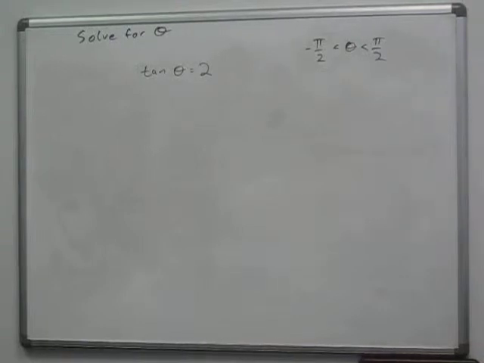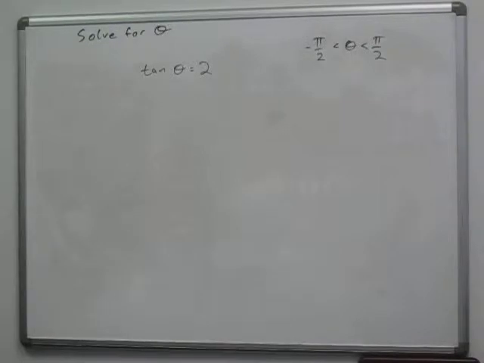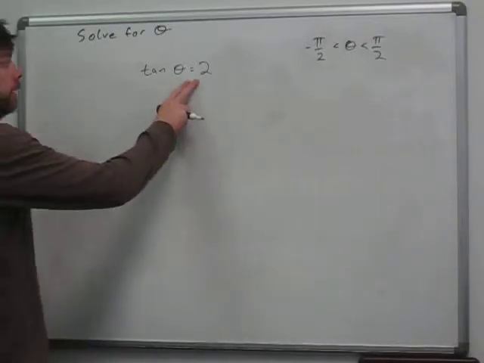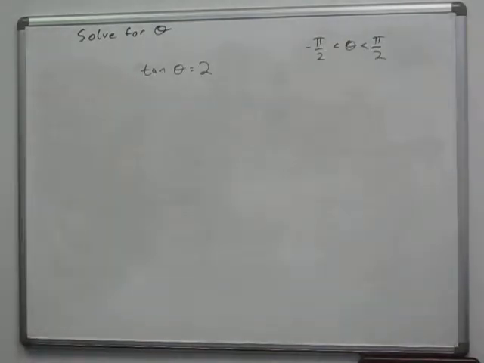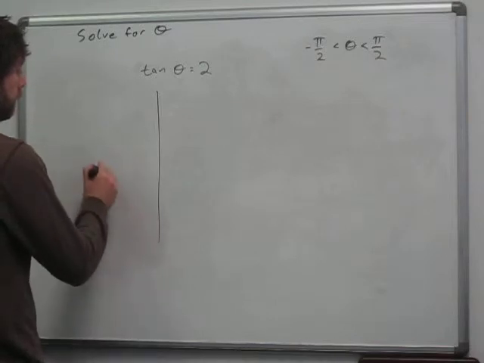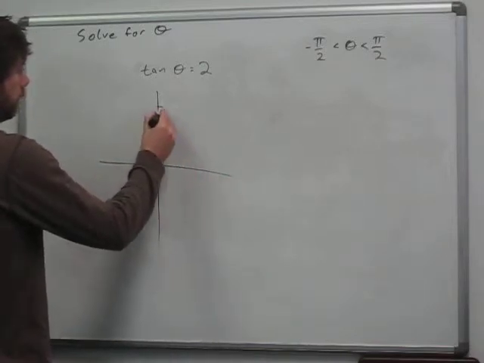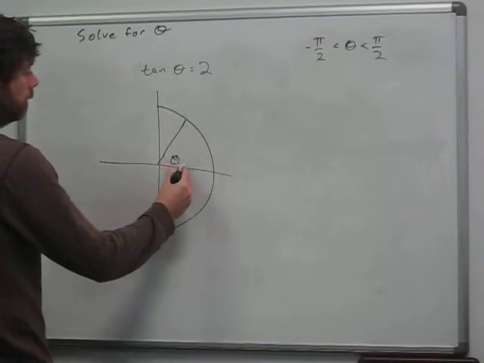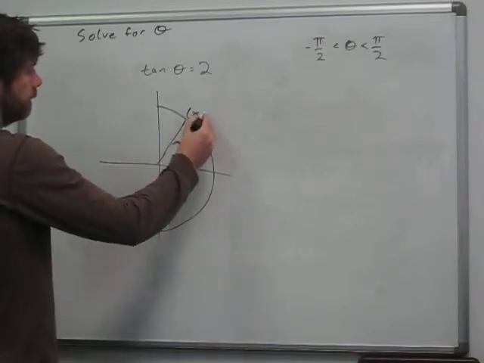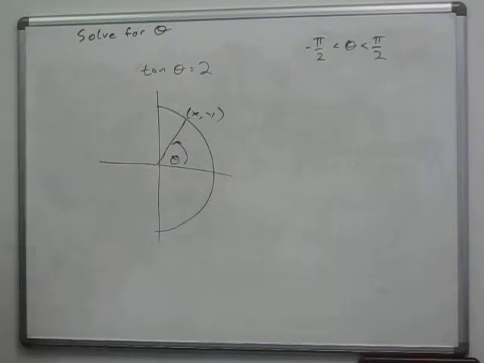Let's tackle some trigonometric equations involving tangent. Here I want to solve tangent theta equal to 2, where theta is in between negative pi over 2 and pi over 2. So we're looking for the angle theta. That gives us an xy coordinate on the unit circle, so that y over x is equal to 2.